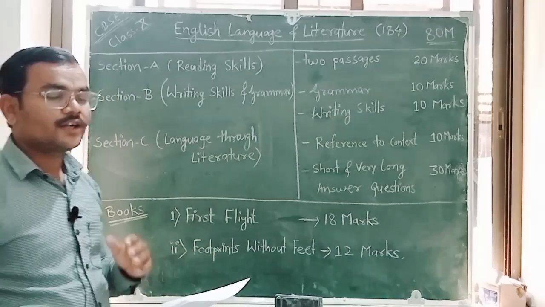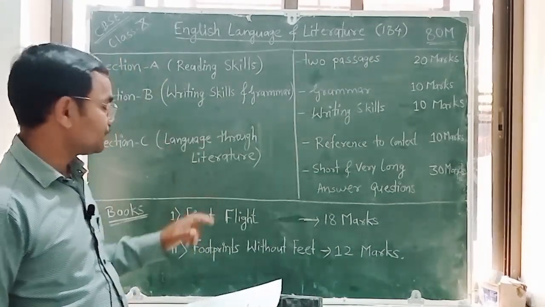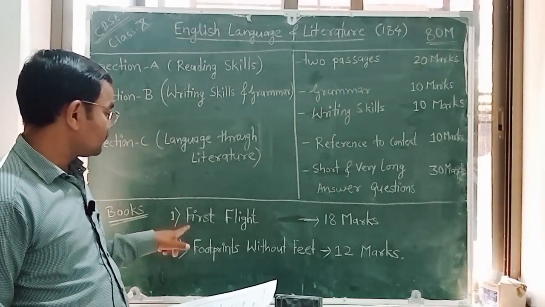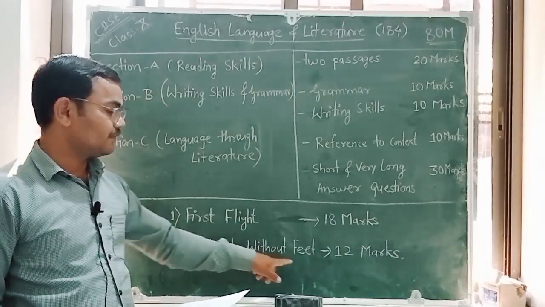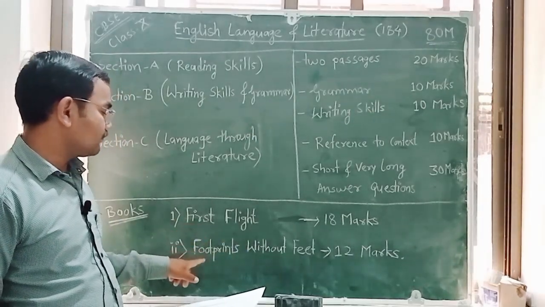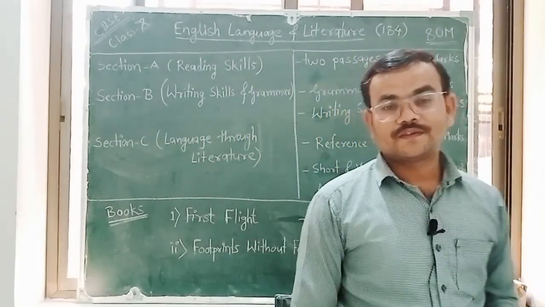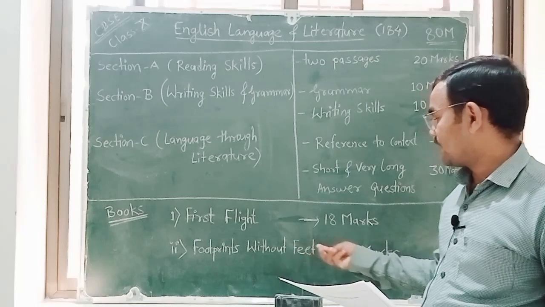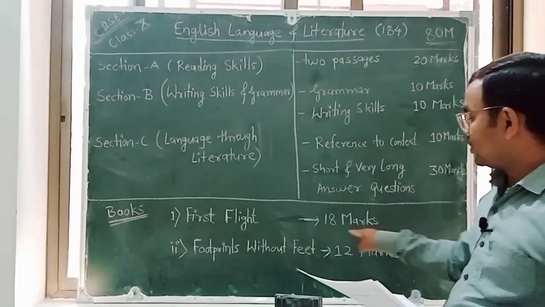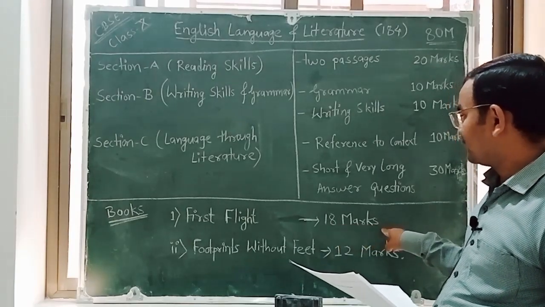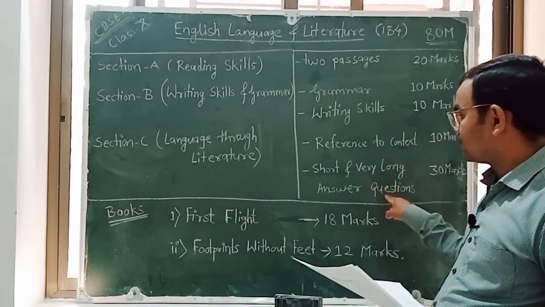There are two textbooks which are prescribed for CBSE class 10. The first book is First Flight, and the second book is Footprints Without Feet. These two books are prescribed for CBSE class 10. First Flight has been allotted 18 marks, in reference to context and short and very long answer questions.